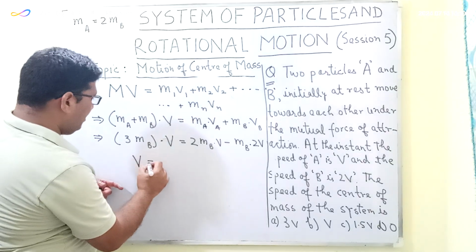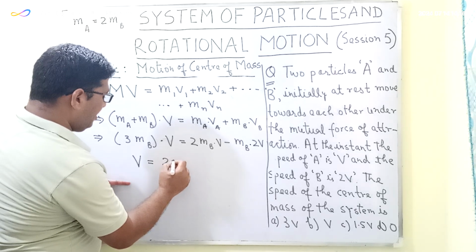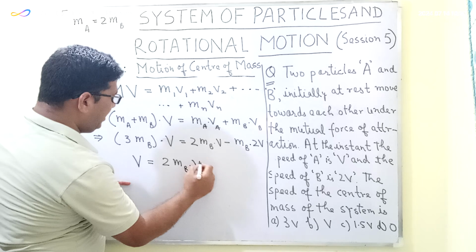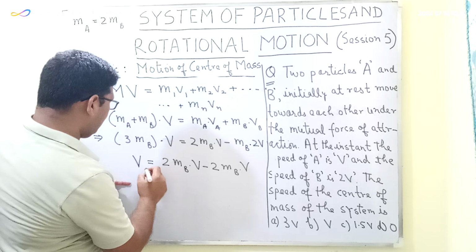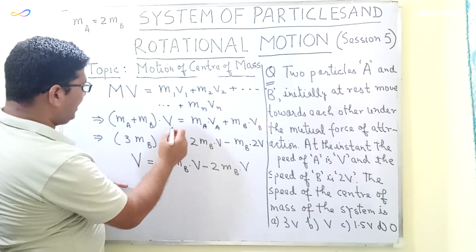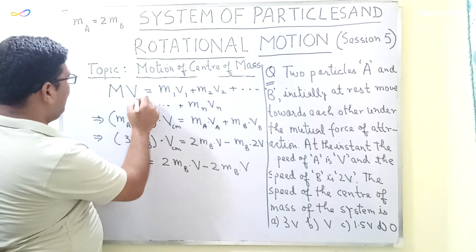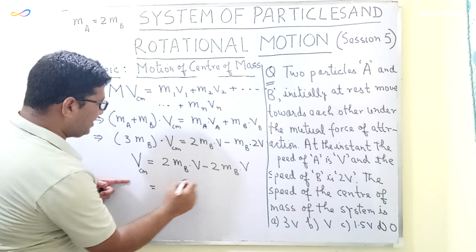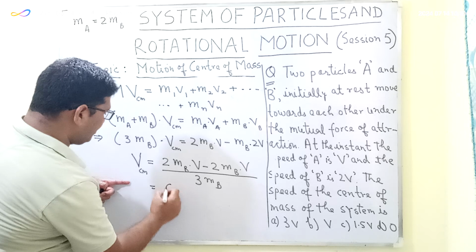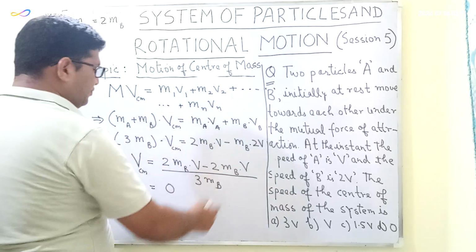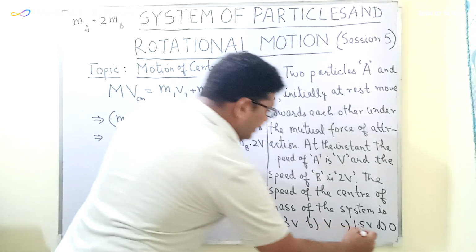So from here, the velocity of the center of mass will be equal to 2mb v minus 2mb v, and here I am writing this velocity of the center of mass as vcm, let us say. So the velocity of the center of mass will be equal to that divided by 3mb, and this will be equal to 0 because 2mbv minus 2mbv is equal to 0. So the velocity of the center of mass is equal to 0, and the correct option is D.